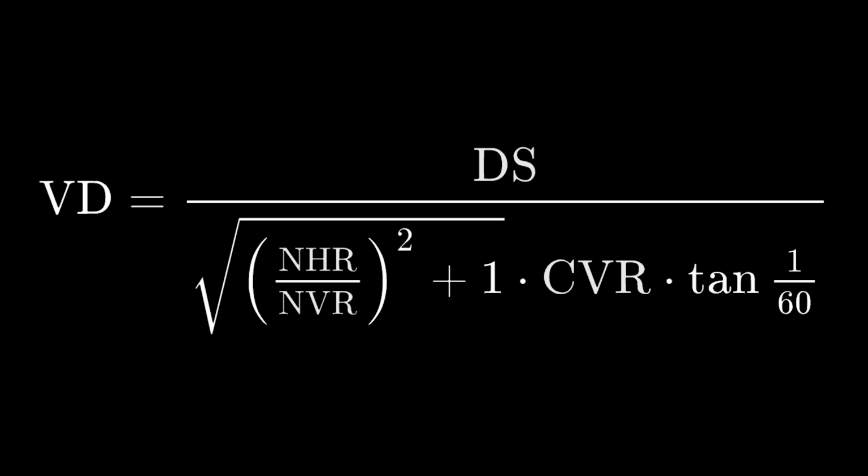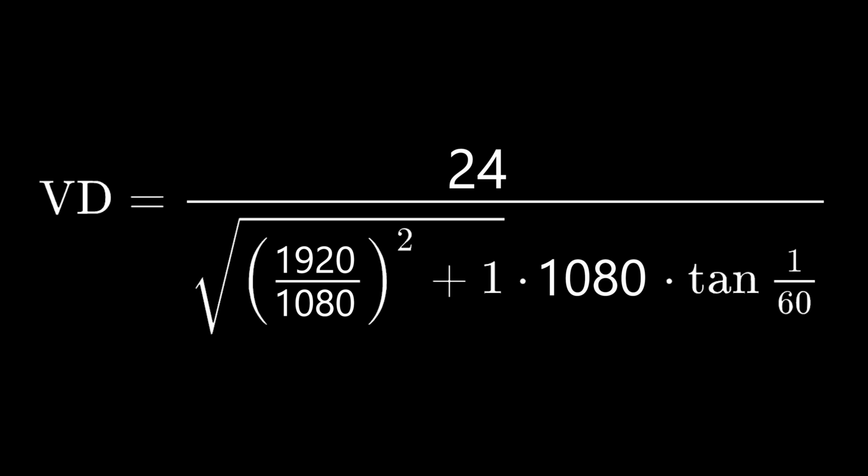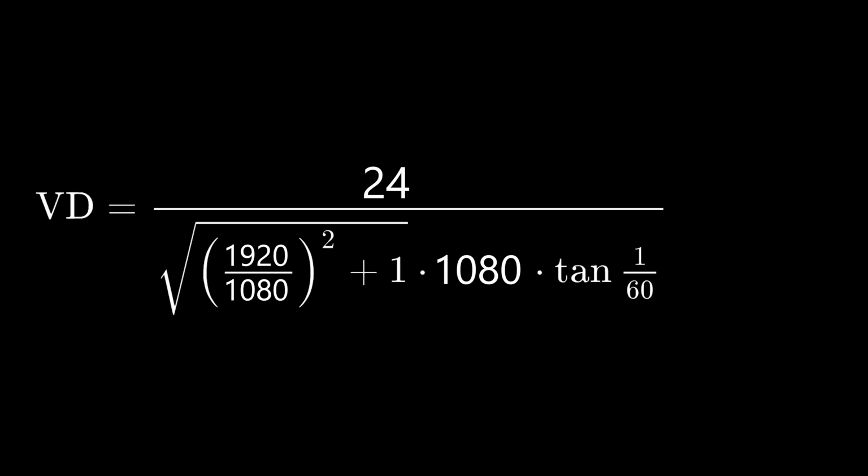So let's use the info we received from users earlier to calculate an optimal viewing distance. Given a resolution of 1080p and a common diagonal size of, let's say, 24 inches for a 1080p panel, we can swap these variables for real figures. VD equals 24 divided by the square root of 1920 divided by 1080 squared plus 1 times 1080 times the tangent of 1 over 60. And make sure if you do this equation in Excel that you incorporate the conversion between radians and degrees. So in this case, it comes out to approximately 37.5 inches.